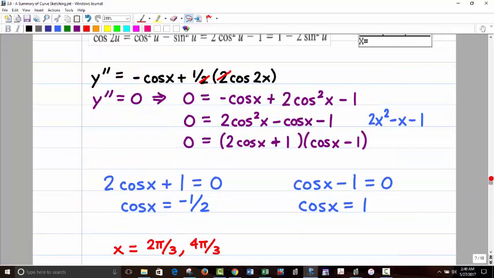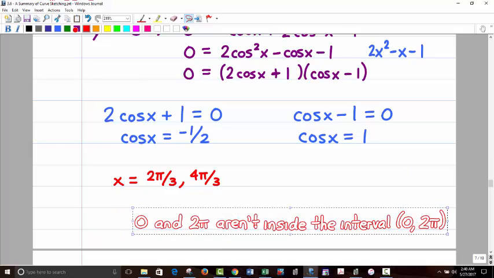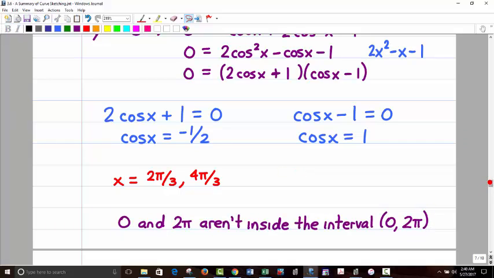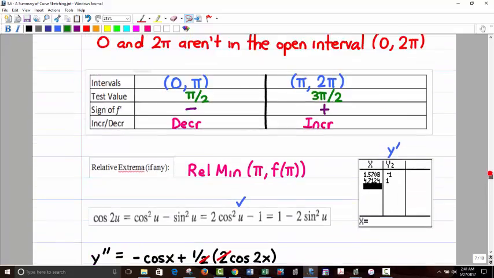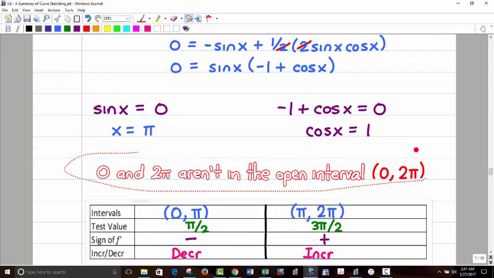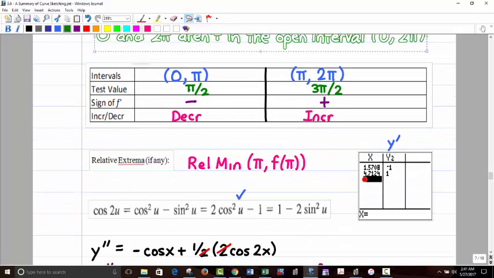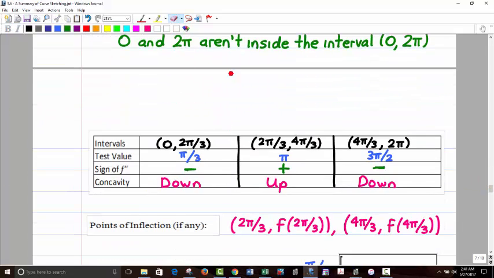So on the unit circle, we'll have 2 pi over 3 and 4 pi over 3, where cosine is negative 1/2. And we have the same issue that we had a minute ago. The cosine of x equals 1 won't produce anything in that particular interval, so we'll just leave that alone. And what do we have? Let's do our sign chart, 2 pi over 3 and 4 pi over 3.